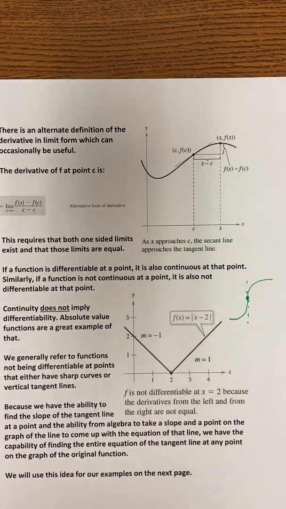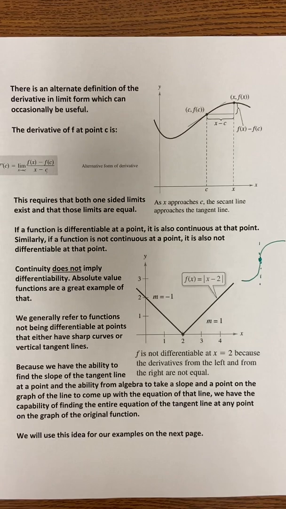Now, because we have the ability to find the slope of the tangent line, and we know it goes through that point in question, if we have a point and a slope, we can find the equation of a tangent line, same way we would have done it in algebra, where finding the equation of a line when you've got a point and a slope. So let's look at what an example of that would look like.